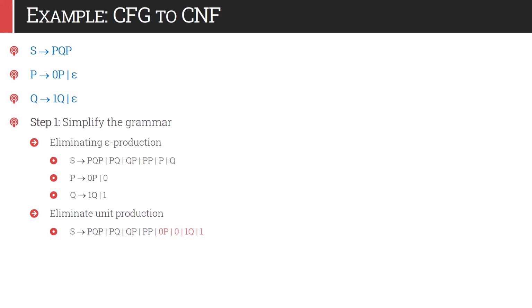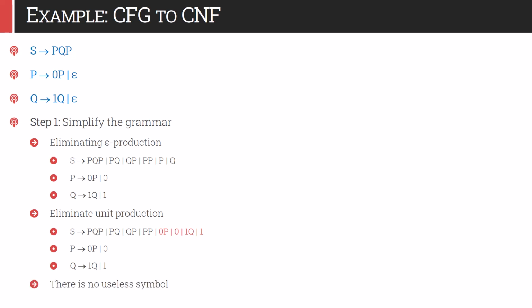So the first 5 productions of S will remain as they are. Then S gives P will be replaced by the productions of P, that is 0P and 0. And the last production S gives capital Q will be replaced by the original productions of capital Q, that is 1Q and 1. So these are the productions without unit production. We do not have any unit production in P and Q. So this grammar is after removing unit production.